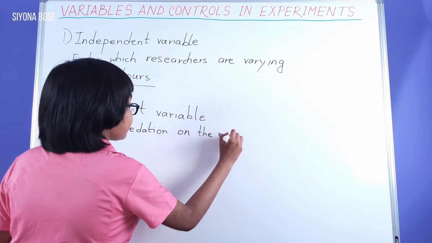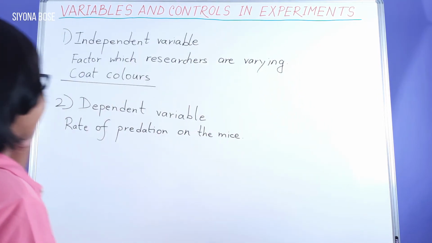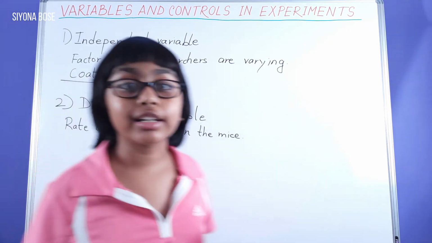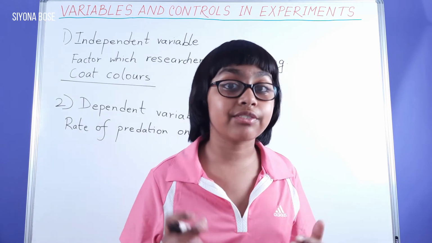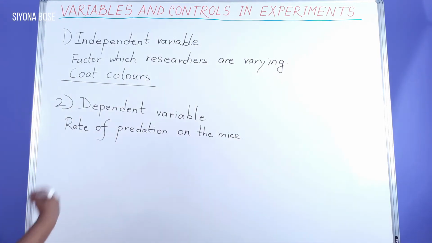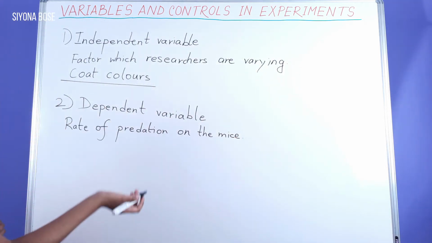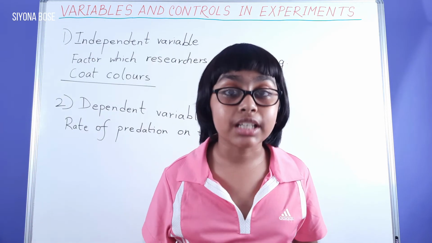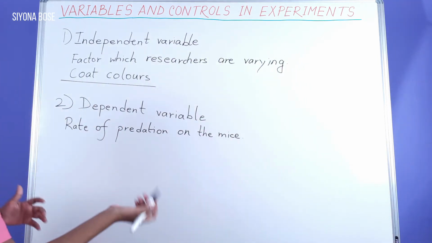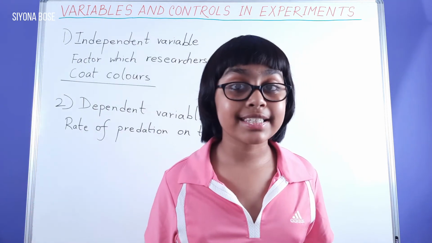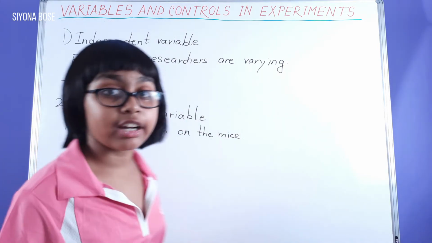And why so? Why is it the rate of predation? If the coat colors are camouflaged, or the mice are camouflaged with respect to the environment, then the rate of predation decreases. But the experimental groups, which are non-camouflaged mice, have a higher rate of predation. Hence, I say the rate of predation on the mice is the dependent variable.